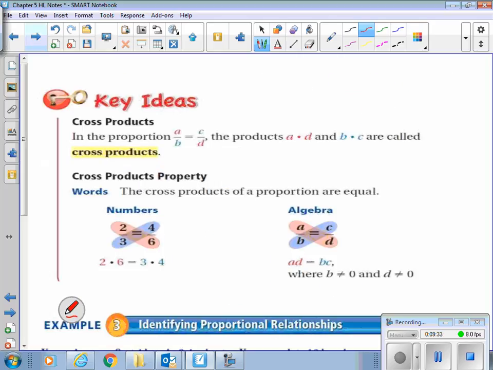Moving on to our next key idea, which is cross products. We kind of were already using the cross products to determine whether they were a proportional relationship. I showed you both ways from the get-go.